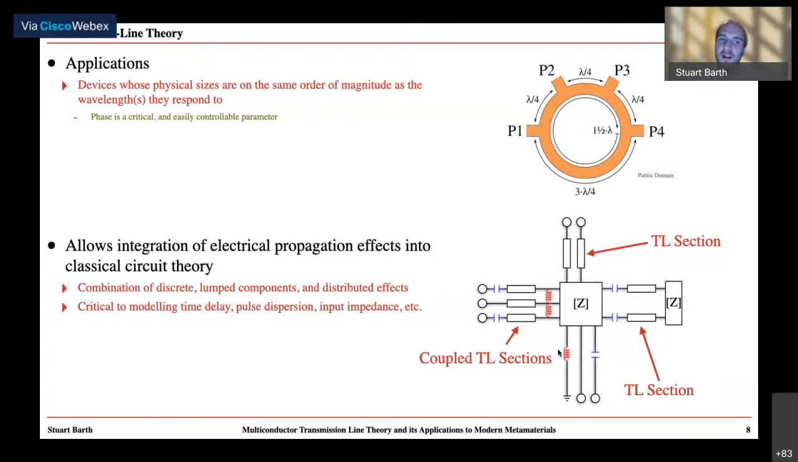And this means that critically, we can model things like time delay, pulse dispersion, input impedance, etc., in the circuit domain, which would not be possible without this transmission line theory that converts fields, E and H, right, electric and magnetic fields, into circuit quantities, voltages, and currents.